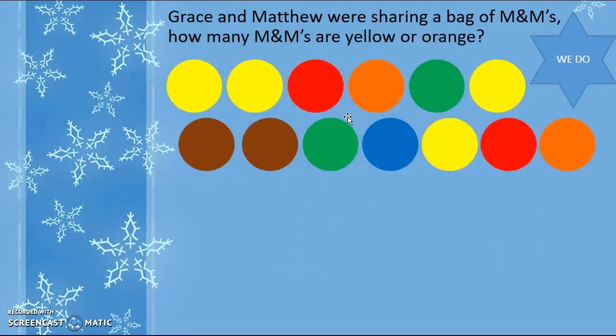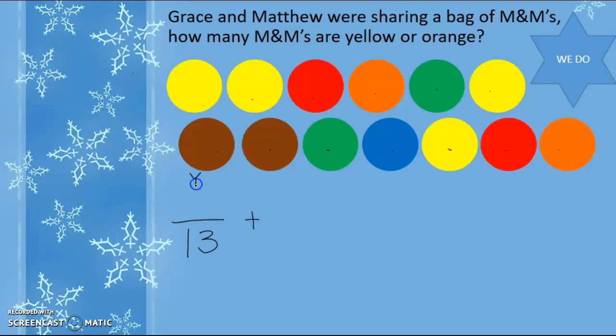Here's another problem. Grace and Matthew were sharing a bag of M&Ms. How many M&Ms are yellow or orange? So let's see. How many are yellow? Well, first we need to know how many there are in all. So 1, 2, 3, 4, 5, 6, 7, 8, 9, 10, 11, 12, 13. 13 is our denominator.